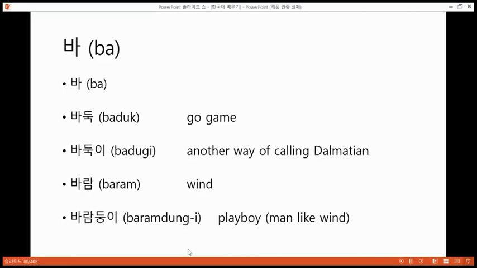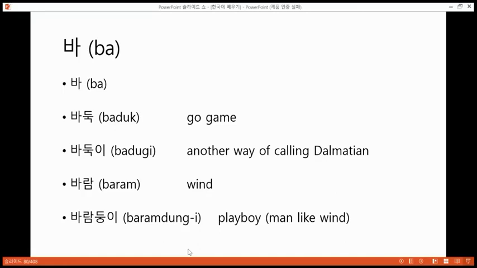Okay, 바둑이 is another way of calling a dog, which is Dalmatian. Dalmatian has many spots, right? Why do we call them 바둑이? Because Dalmatian has white spot and black spot. So we call them 바둑이, coming from go game. Okay, 바람. 바람 is wind.